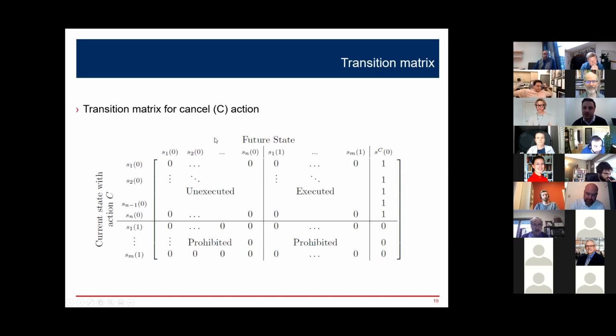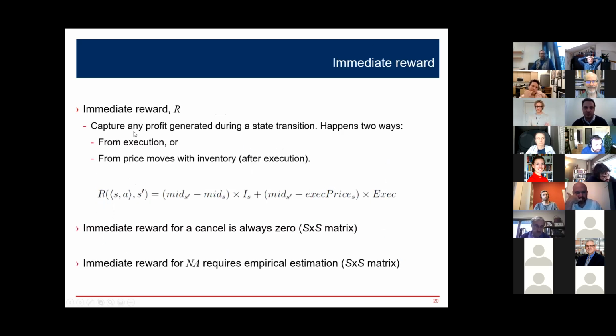Okay, and if it was to leave the order, we'd be in a current state where the order hasn't been executed, move to a new state where the order hasn't been executed, and there'd be certain probabilities here that we need to get out empirically. Okay, so that's what we're going to have to tease out of the data empirically. Same thing for the immediate reward.